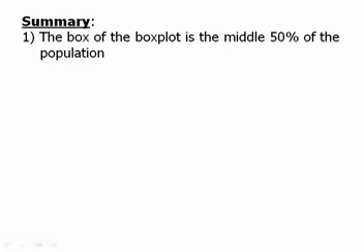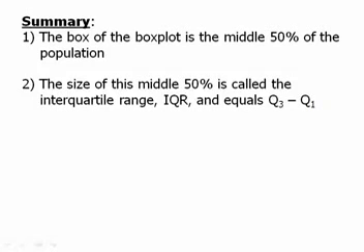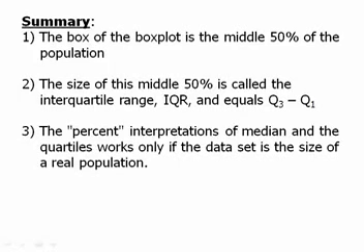So the box of the box plot is the middle 50% of the population, called the interquartile range. This middle 50%, the IQR, equals Q3 minus Q1. The percent interpretations of median and the quartile work only if the data set is the size of a real population. So in other words, if you're looking at a set that has 10 members or something like that, of course the percentages here are not going to work exactly. They're not supposed to. They're supposed to work at a population level.